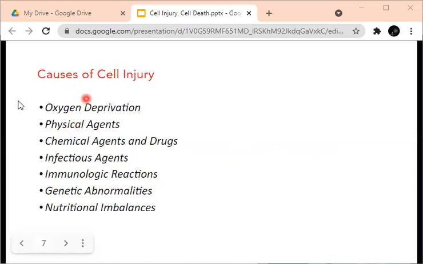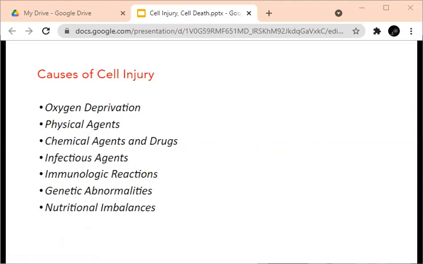Okay, so now there are different causes of cell injury. So ito yung mga stresses natin na mention kanina. So first we have oxygen deprivation. So a perfect example of which is your ischemia, or your hypoxia. Hypoxia muna. Hypoxia, ano ba yung hypoxia? Hypoxia is deficiency of oxygen which causes cell injury by reducing aerobic oxidative respiration.